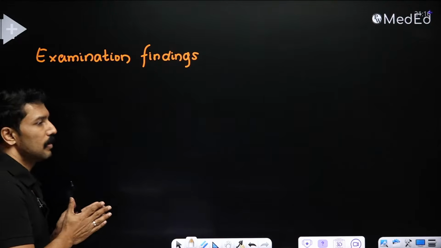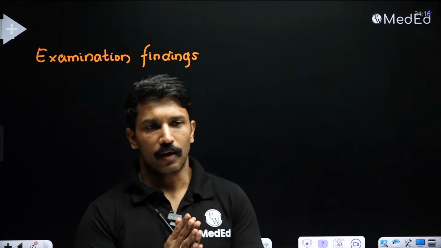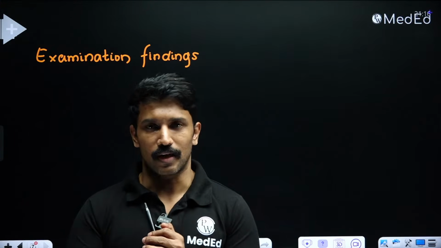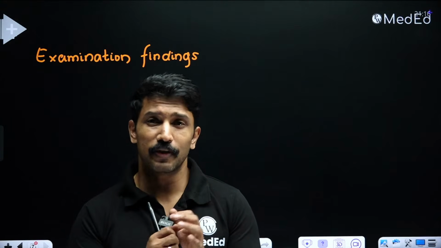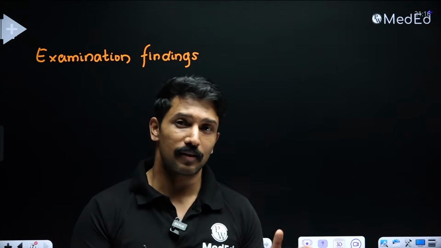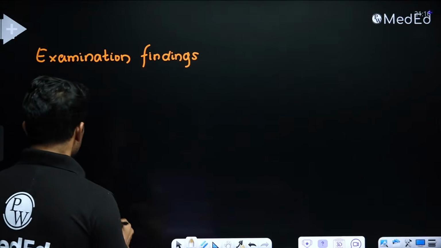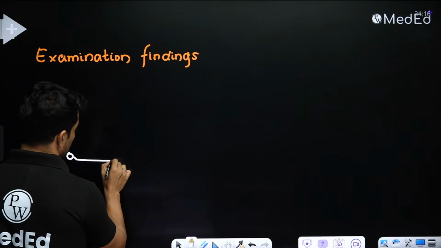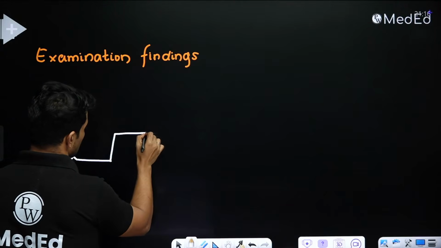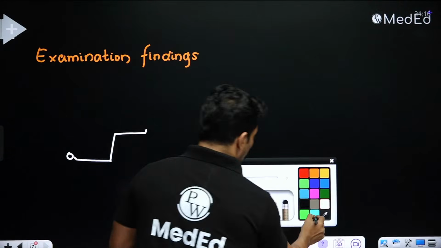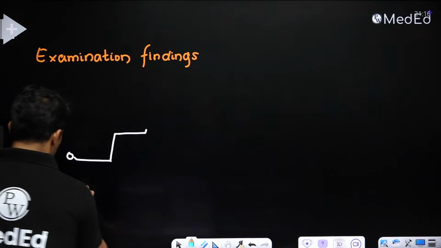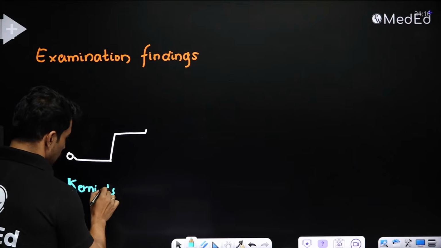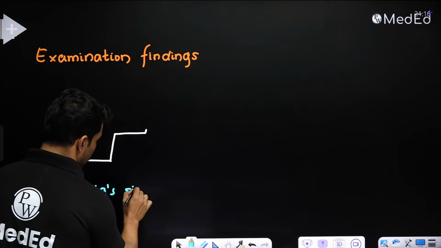Now, if I am suspecting, what examination findings are we going to get? All of you are familiar with what is called Kernig sign and Brudzinski sign. But can you tell me, are these signs specific for meningitis? Will I not get them in any other condition? Kernig's and Brudzinski's signs are not signs specific for meningitis. These are signs of meningeal irritation.